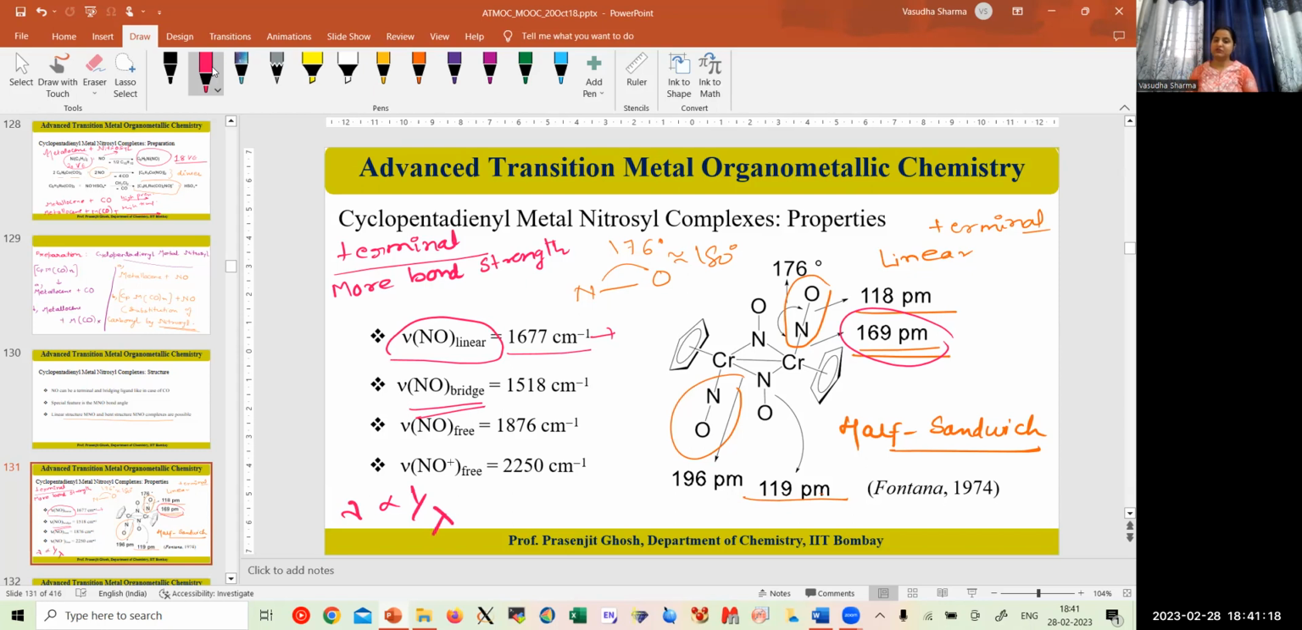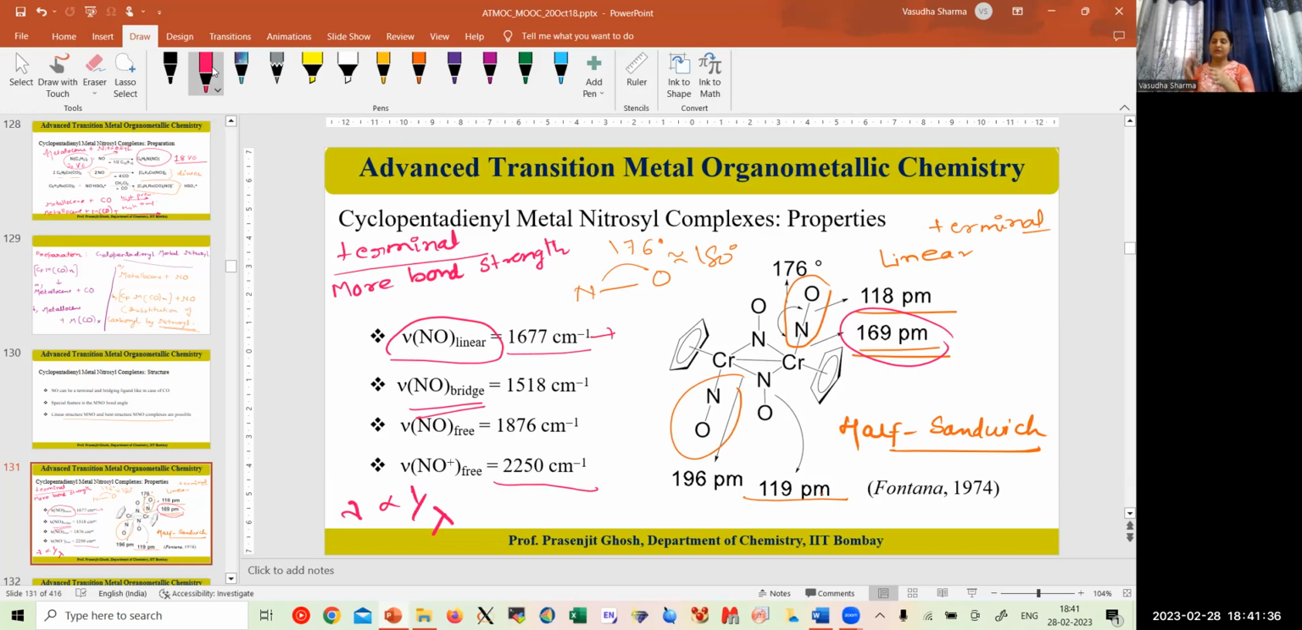Free nitrosyl would definitely be 1876. So that is more important. Then the frequency of free NO positive, which is having a positive charge, now the frequency even becomes more. So that is 2250. So this is where we have to define how the things are working.